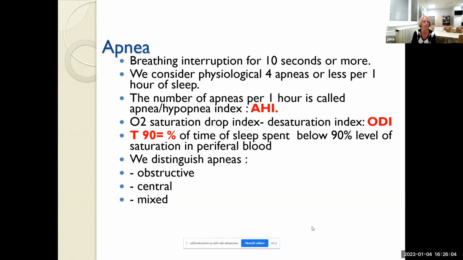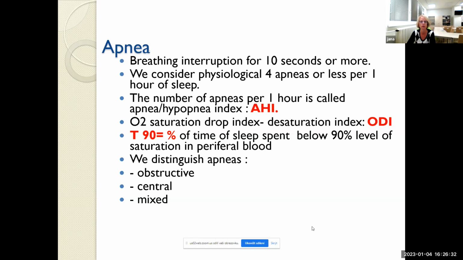And also in the result of the polygraphic record you will see T90 in percent. It means what percent of sleep time the patient spends below the 90% level of saturation in peripheral blood. We know that 90% is the cutoff level of normal. What is above is normal, what is lower is pathology.